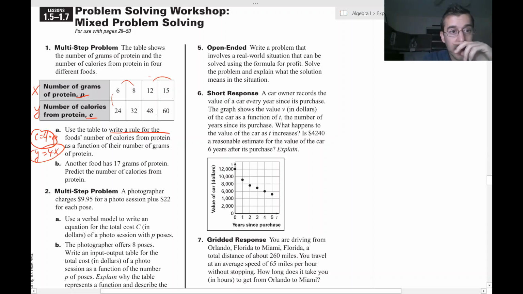B, another food has 17 grams. What would be, predict the number of calories from protein. So it's 4 times P, so 4 times 17. So C is 4 times 17, or that is 4 times 10 is 40, 4 times 7 is 28, 40 plus 28 is 68, so 68 calories. 68 calories is the answer for B.